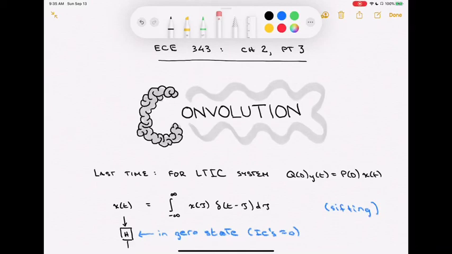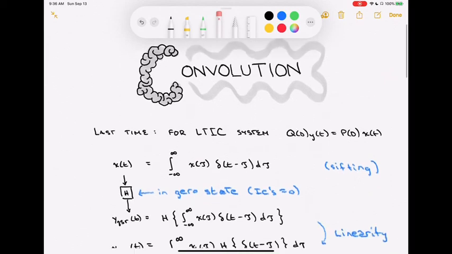So this is ECE 343, Signals and Systems. This will be the third part of Chapter 2. In the previous parts of Chapter 2, we discussed the solution to constant coefficient linear difference equations, at least the first part of it. We looked at something called the zero input response. Today, we're going to be focusing our efforts on understanding the zero state response, which we learned last time was computed through something called convolution.